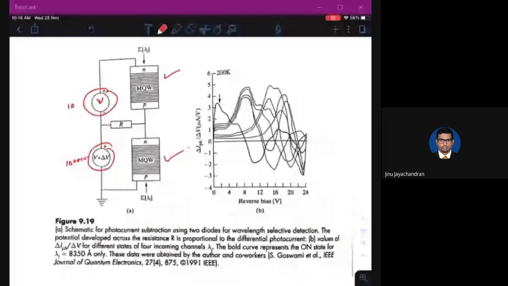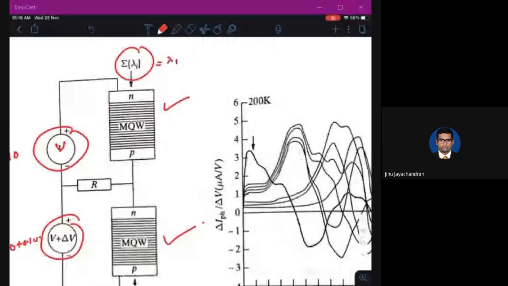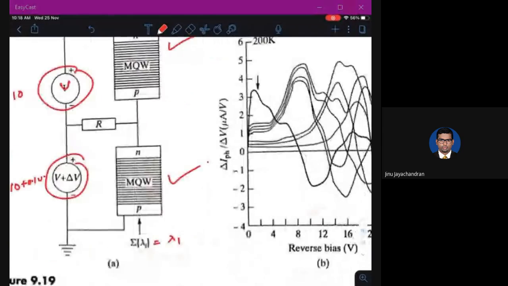Okay, and you see the light incident has a sum of a lot of wavelengths. So this means that this is equal to lambda 1 plus lambda 2 plus up to lambda n. Similarly, light incident here has lambda 1 plus lambda 2 plus up to lambda n. So a lot of wavelengths are incident on this structure.